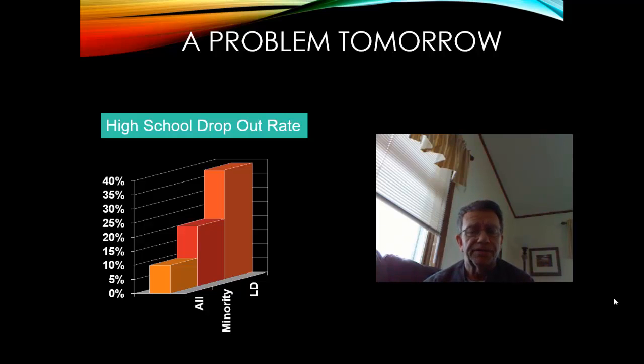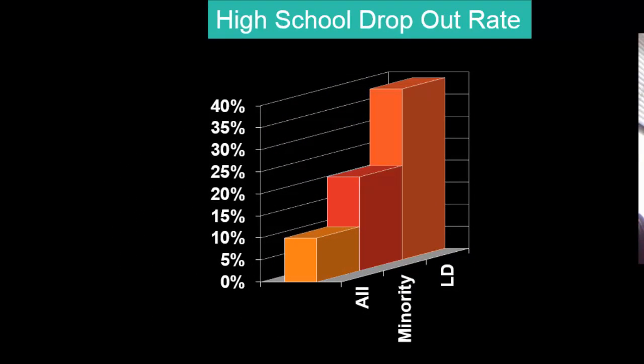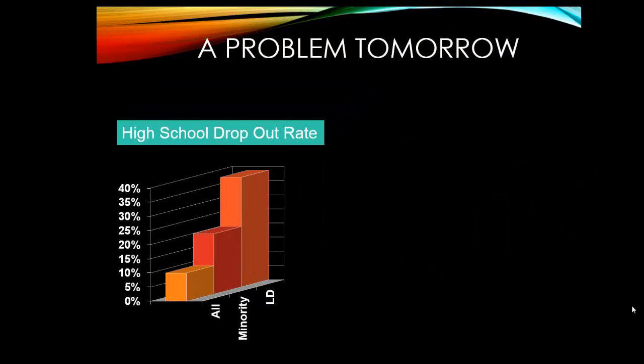The chart I show on the left shows the dropout rate, where nationwide it's a little less than 10%. It's around 20% for minorities, and for students with learning disabilities, it's almost 40%. I live in Poughkeepsie, which is in wonderful Dutchess County, New York, and the dropout rate is an incredible 40% or more, which I find just incredible. And I know New York City is around the same 40% figure as well.